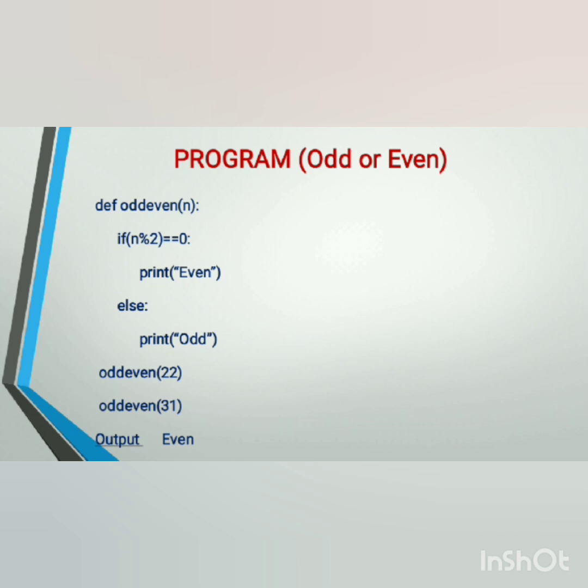So here, what is the function name? Odd even. This is the function name. The def keyword we have used, and within this parenthesis I have used only one parameter. What is the parameter name? N. At the end I have given a colon. Within this function definition we want to write code to calculate whether a given number is odd or even, right? So I have used an if condition.